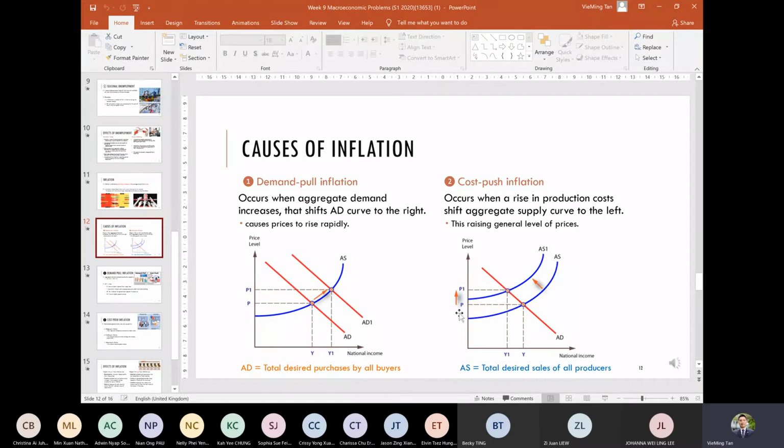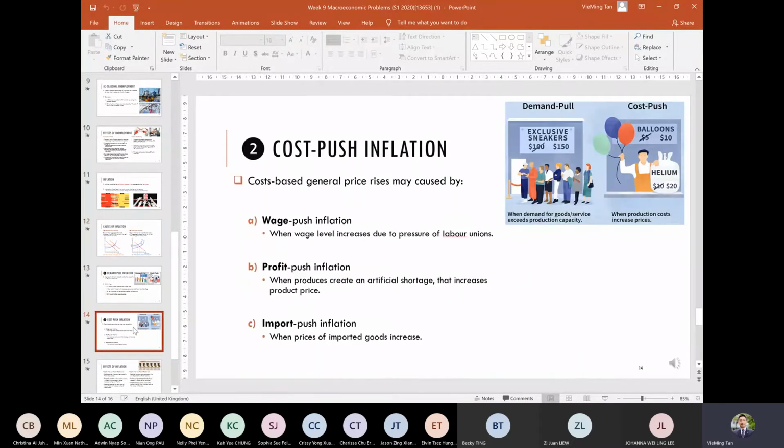At this point, you may find that the price level for general products and services increases to P1, and the national income reduces to Y1. So the increase of the price level is due to the production cost increasing and shifting AS1 to the left-hand side. Generally there are three factors that will increase the production cost.